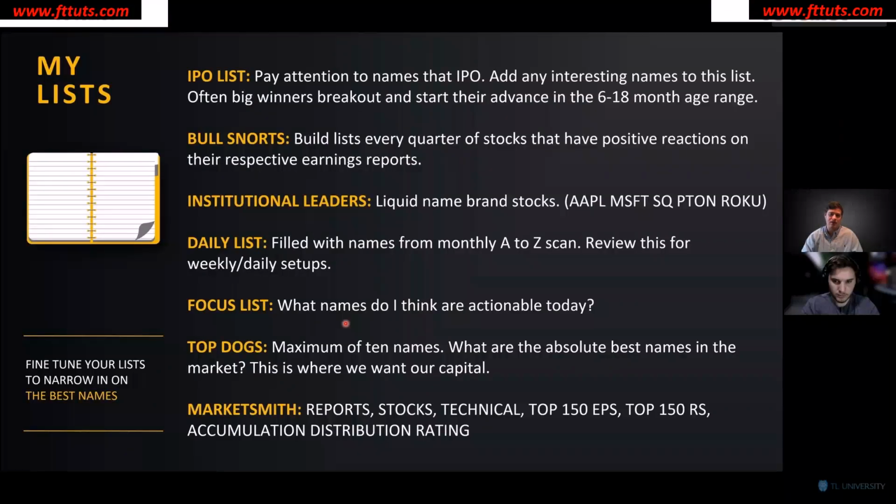Then lastly, and again, this is something that I'm learning. So there's definitely better people to learn about MarketSmith from. I think Richard's done some great videos on how to use MarketSmith, and I try to watch those. But reports, stocks, technical, if you follow those steps in MarketSmith, there are some pretty cool little filters: top 150 earners, top 150 relative strength. I like the accumulation distribution rating because it's literally just showing what people are buying. I think the most important list I would care about would be something to scan for revenue growth. I think it's the most important thing to look for. And I'll talk about that.